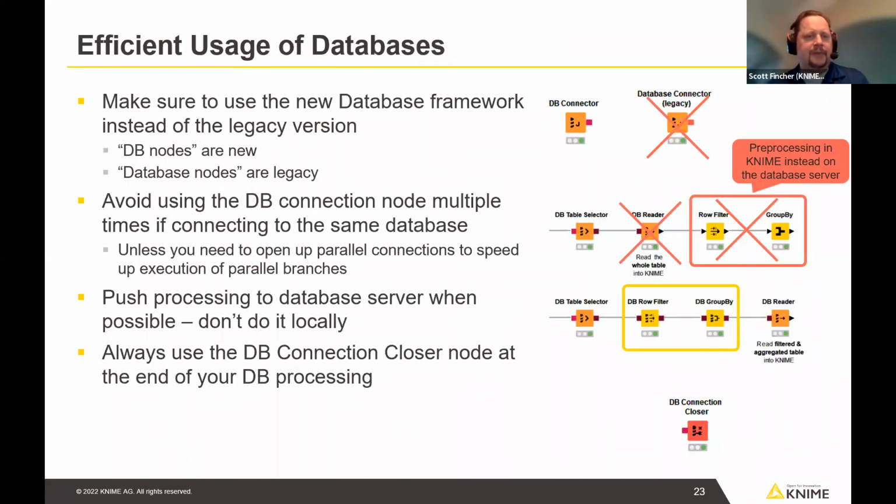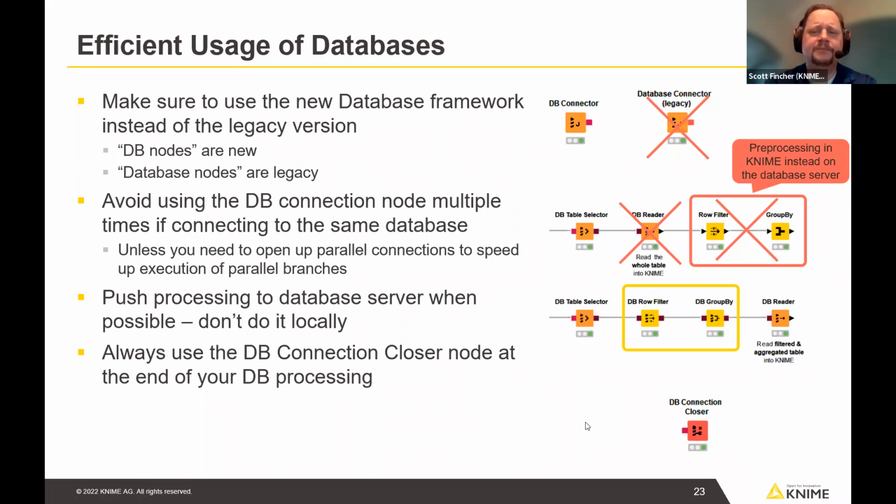So let's talk too about efficient usage of databases just briefly here. A lot of us are going to be using database nodes within KNIME to connect to tables, get extracts of information that we need. You're going to want to make sure that, if you're not already, you're using the newest DB connectors. You see at the very top, there's a DB connector and also a database connector. Anything in KNIME labeled DB is a new node, and the older nodes say database, and they also will generally say legacy under them as well.